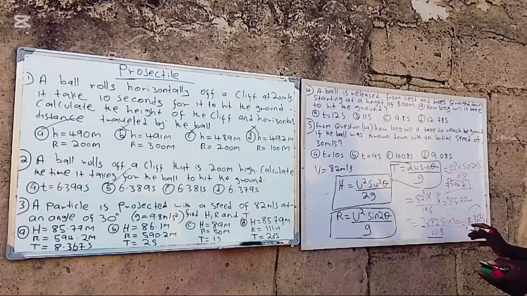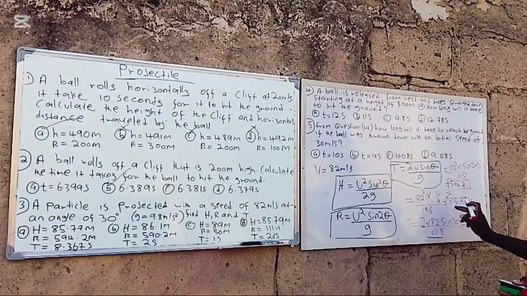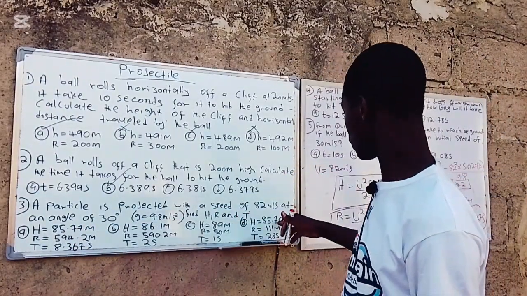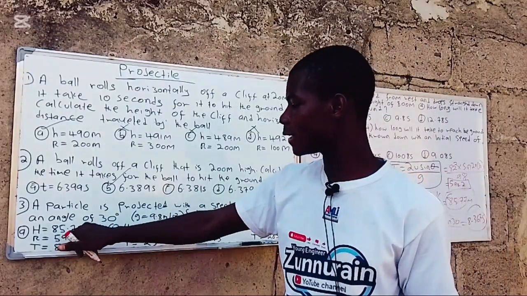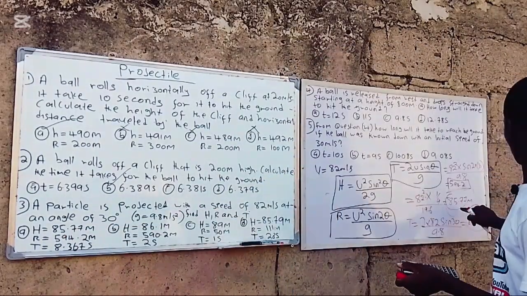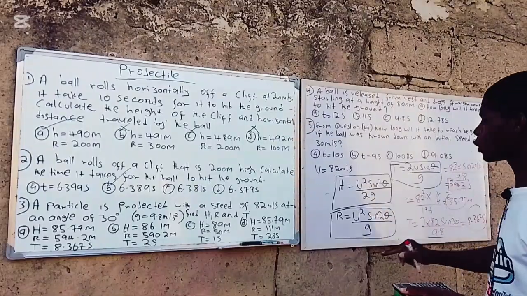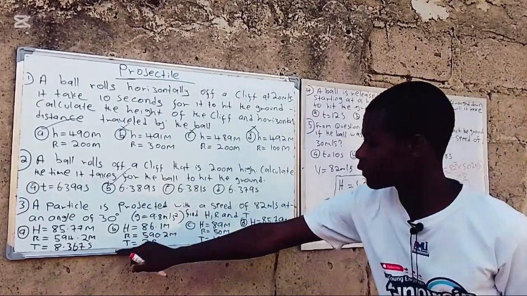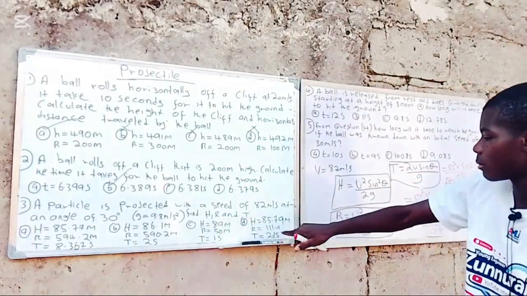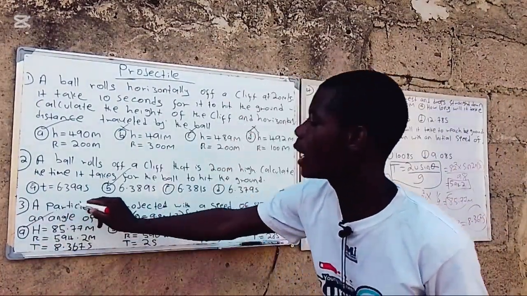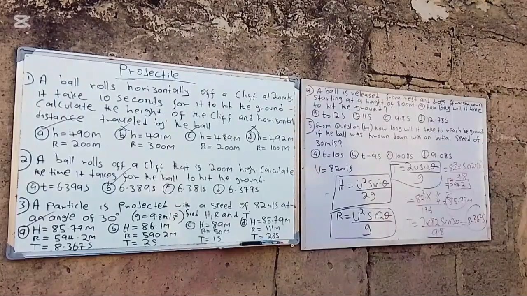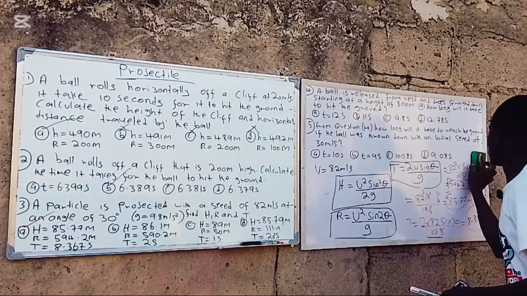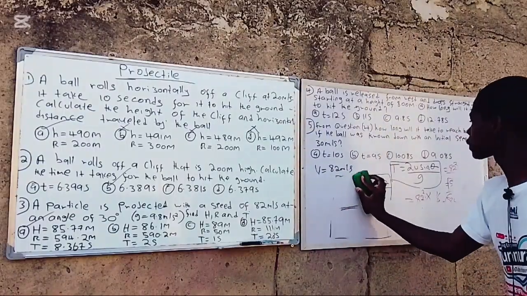So let us check the options. Which option has the same as 85.77? Yes, we have 85.77. So therefore 85.77, and the range is 594.2. Yes, and the time is 8.367, and there is no option that has the same answer like this. So therefore A will be the final answer of this. So make sure you write these formulas. Let's move to the next question.